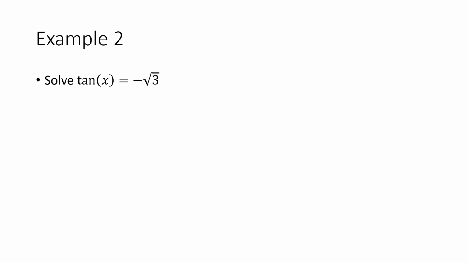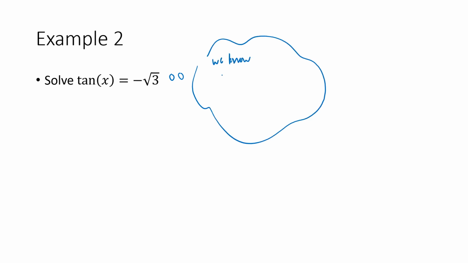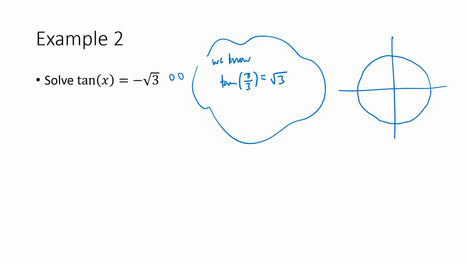Let's do another example. So this time we've got the tangent of x equals negative square root of 3. So this is a little bit more complicated because of the minus sign, but again, we should know that the tangent of a particular special angle is the square root of 3 without the negative sign. And that angle that we're thinking of is pi over 3, 60 degrees. So again, let's think about how we can use that information on our unit circle.